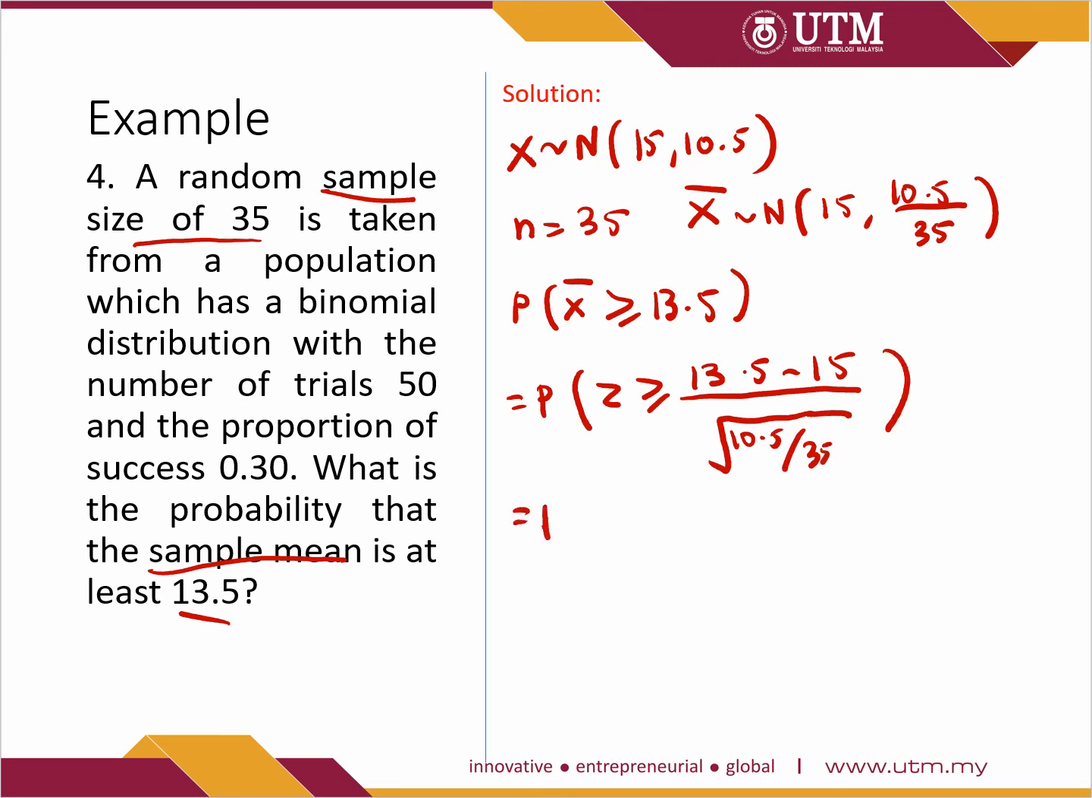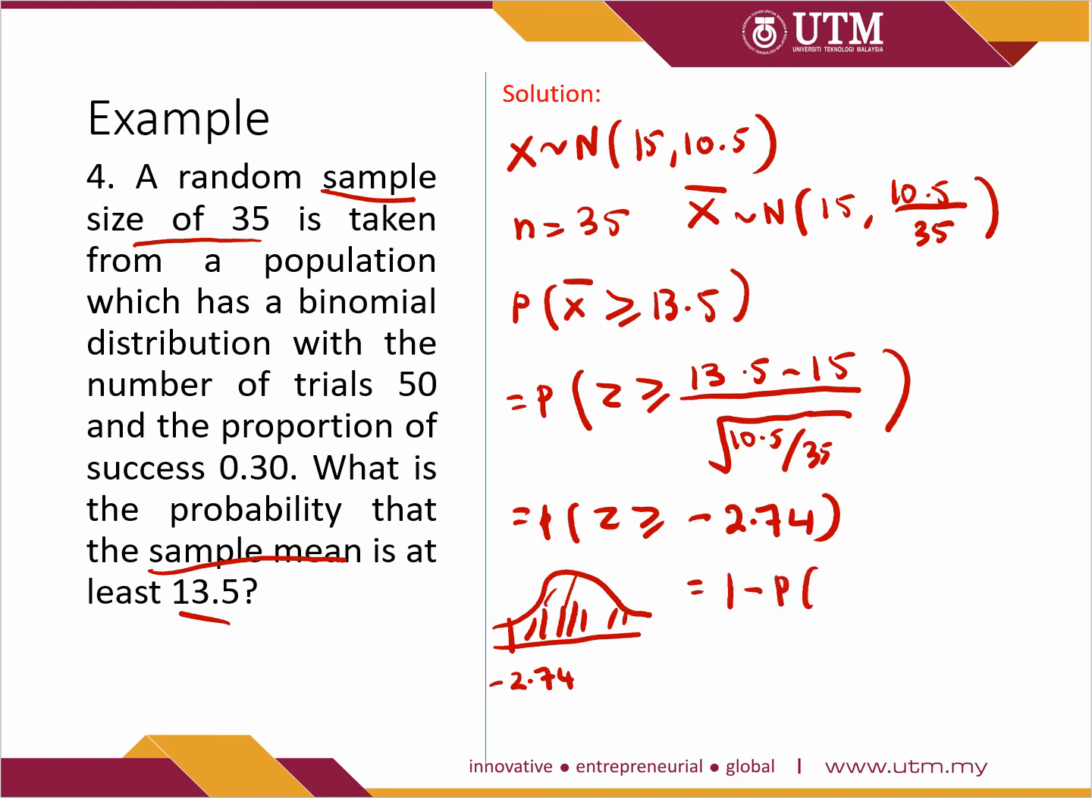So we will get the probability of Z greater than or equal to negative 2.74. So the area covered would be this one, which means that we have to find 1 minus the probability of Z less than negative 2.74, and you will get 0.9969.